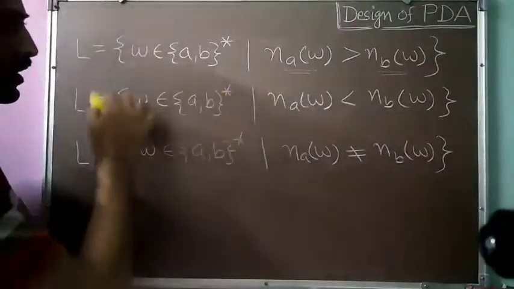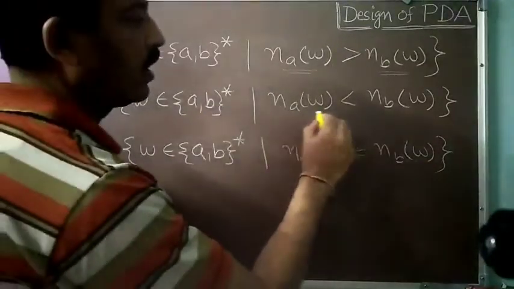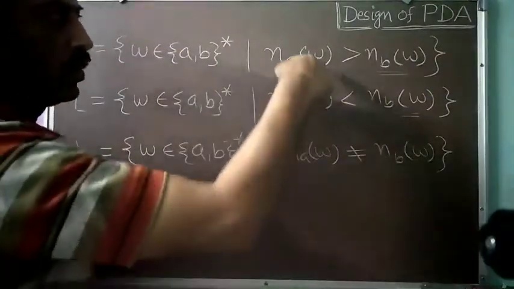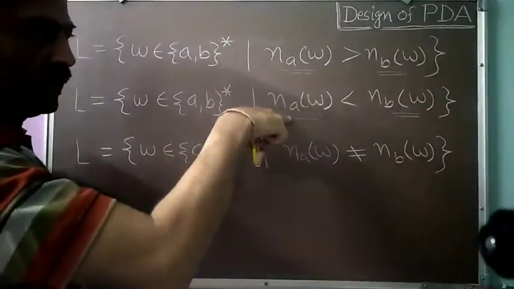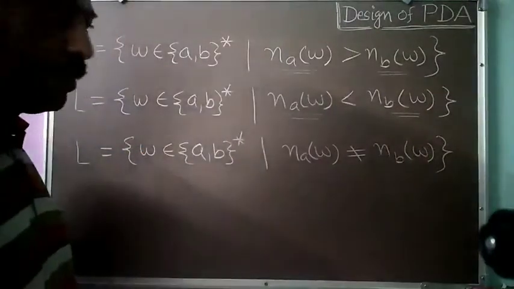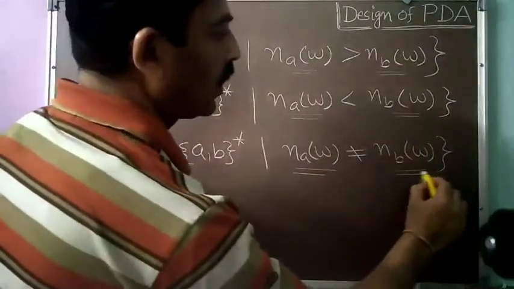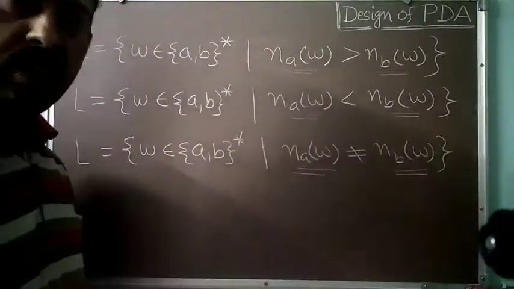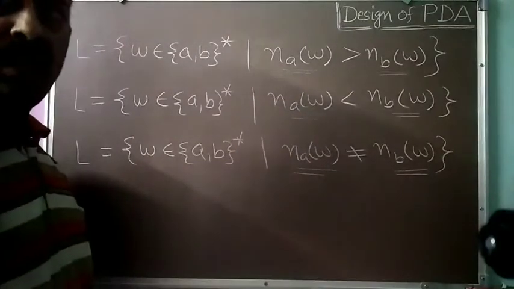Then the second problem is the same one. It will consist of all words W over A and B such that the number of A's in W is less than the number of B's in W. So here in the first problem we want the number of A's to be greater than the number of B's. In this second problem we want the number of A's to be less than the number of B's. And the third problem is where the number of A's is not equal to the number of B's. So we have discussed one problem where the number of A's was equal to the number of B's, and I want you to try to solve these three problems at home on your own.